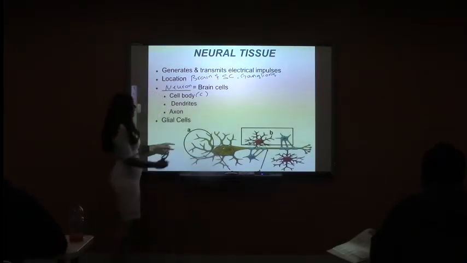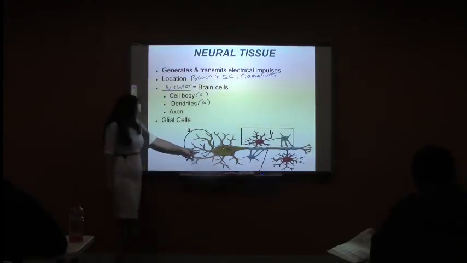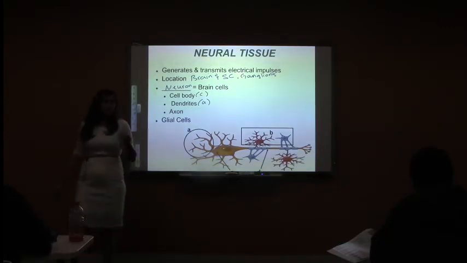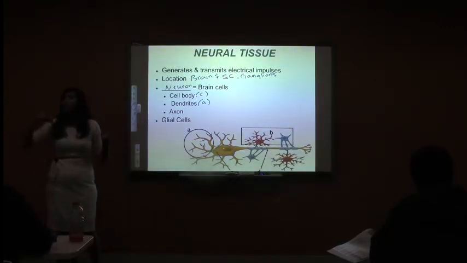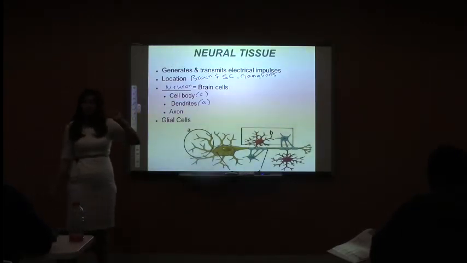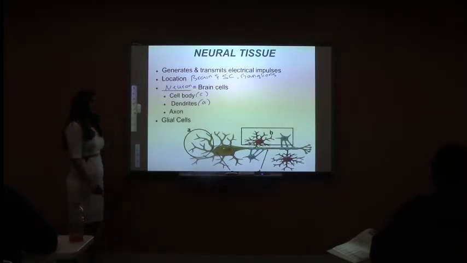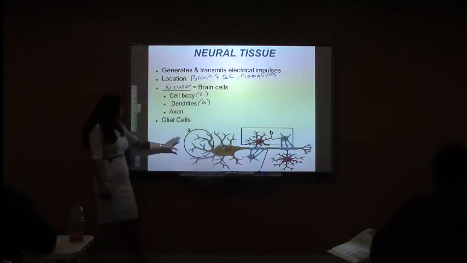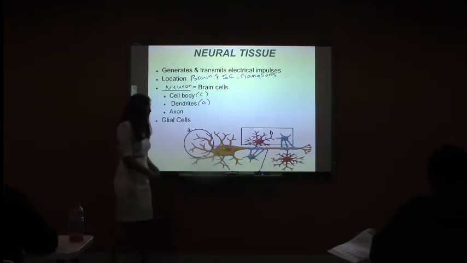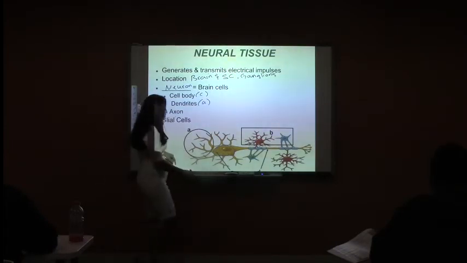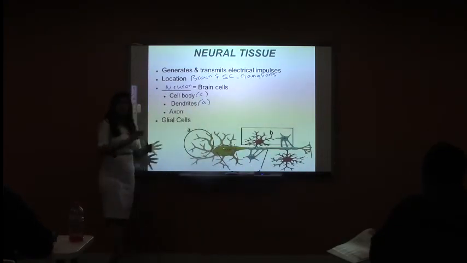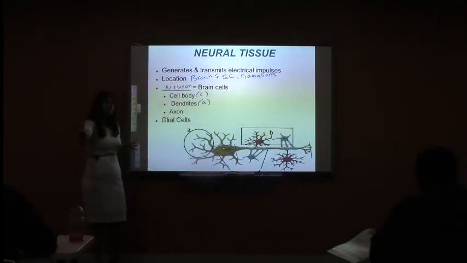Okay? A is dendrites. Dendrites look like little antennas, right? Their function is to receive signals from other neurons. It's like the antenna of a TV, how it just picks up those signals. Same thing. Dendrites pick up signals from other neurons and give them to the cell body. The cell body will decode it. Okay? Then you have an axon, which starts from here all the way to here. The axon transmits the information to the next neuron.